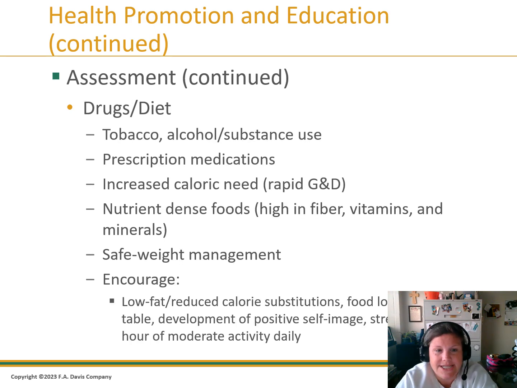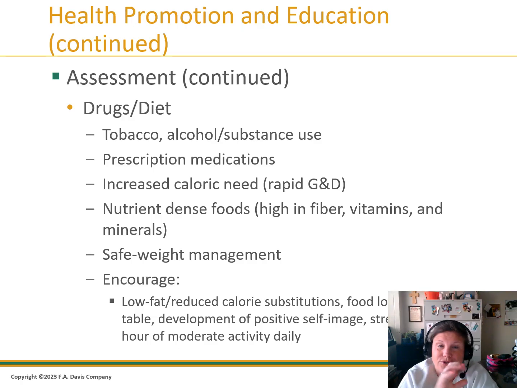The D is for drugs, but also for diet, so it's kind of a dual representation. So this is, are they utilizing any tobacco, alcohol, or other substances? Abuse of prescription medications counts in that. But also, what's their diet like? Is it balanced? Do they have nutrient-dense foods? Are the foods high in fibers, vitamins, and minerals? Are we keeping in mind their increased caloric need?